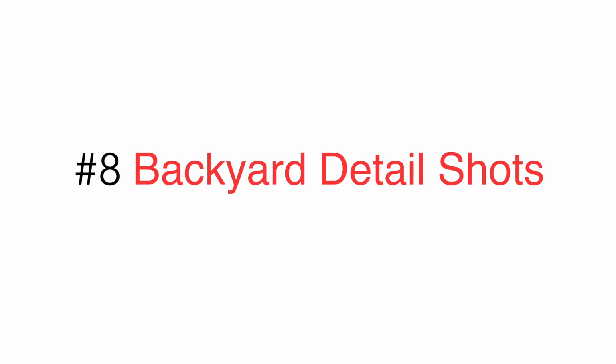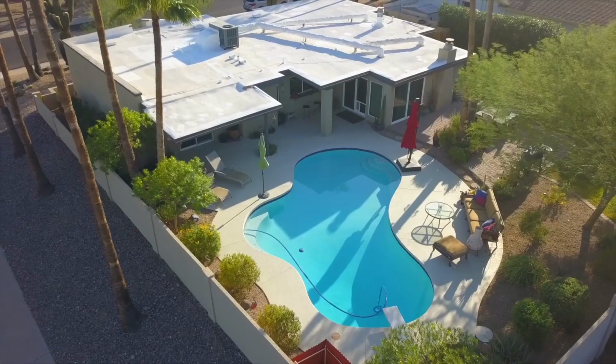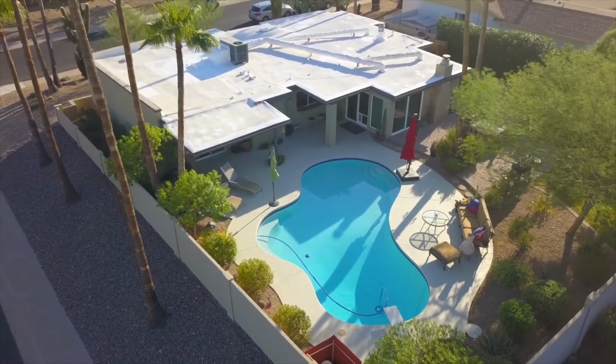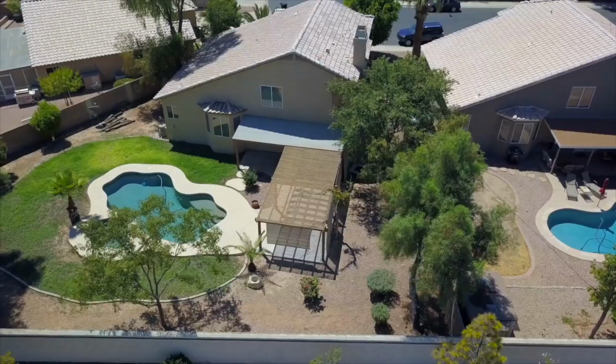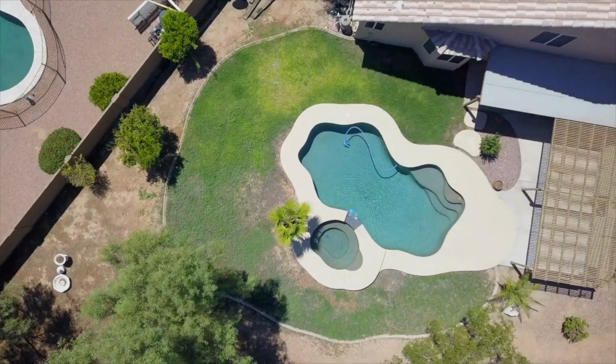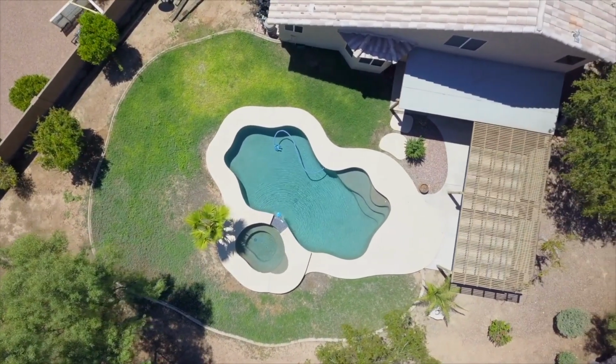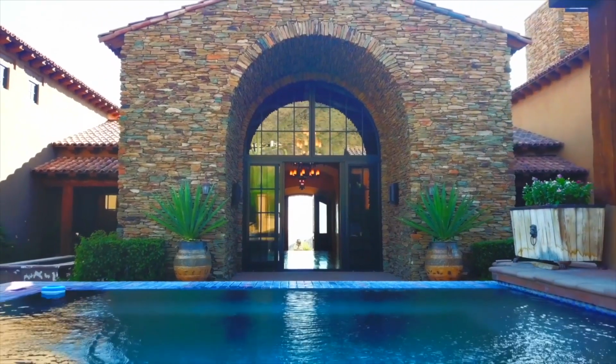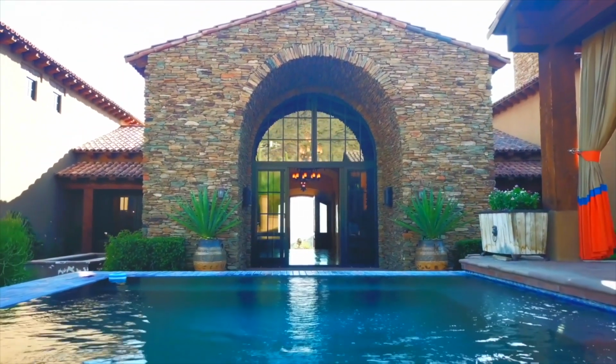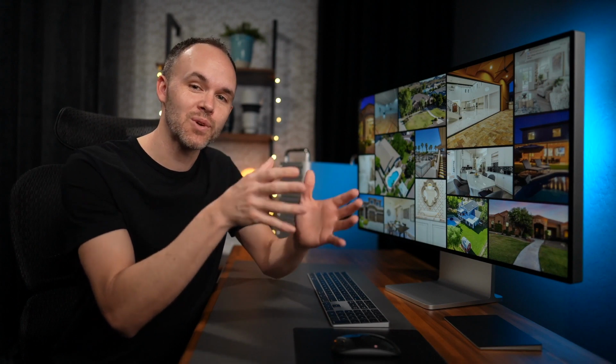Shot type number 8, backyard detail shots. Now for those backyards that have nice features and amenities, these detailed shots can increase the production value of your aerial videos. This could be a nice pool, a basketball court, fire pit, barbecue, or putting green. Now for these shots, we're either close to the feature and move away, or we move towards the features. If there's a nice pool feature, you can create some nice slow motion shots as well by shooting in 120 frames per second. You may also want to consider turning off your obstacle avoidance sensors for these shots, but do so at your own risk.